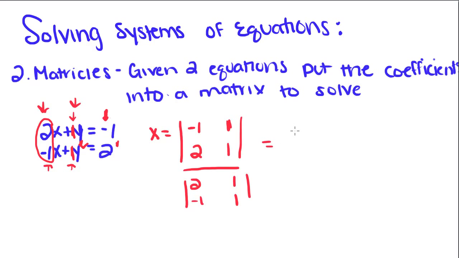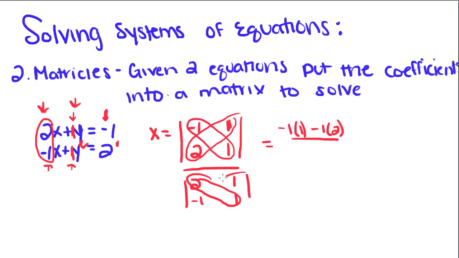And then you're going to get, when you multiply matrices, you multiply this way. So you're going to get negative 1 times 1 minus 1 times 2 over, you multiply across when you solve matrices, 2 times 1 minus negative 1 times 1, for your x matrices.